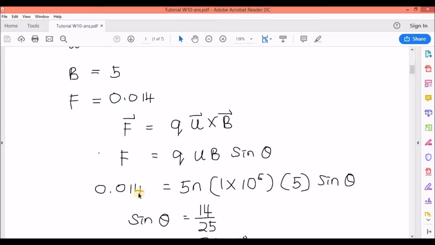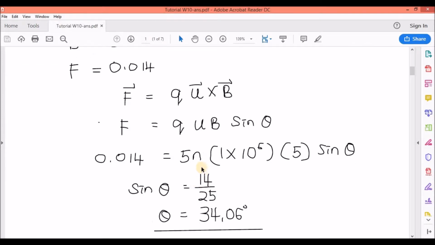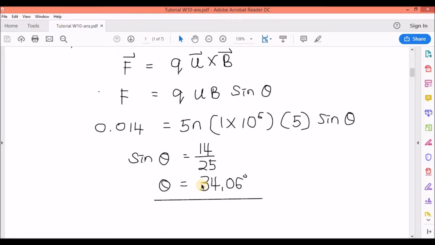The question gives you the force, the Q, the U and B. They want you to find the angle between B and U. Look at the question again. What is the angle between the magnetic field and the moving direction of the proton? So it's the angle between B and U. By simplifying this relationship, you can get the angle equal to 34.06.